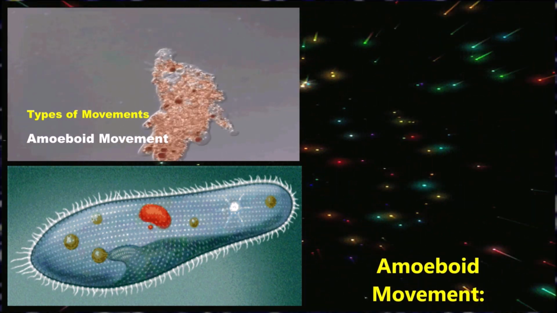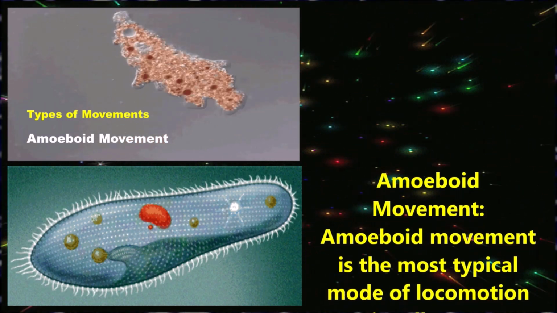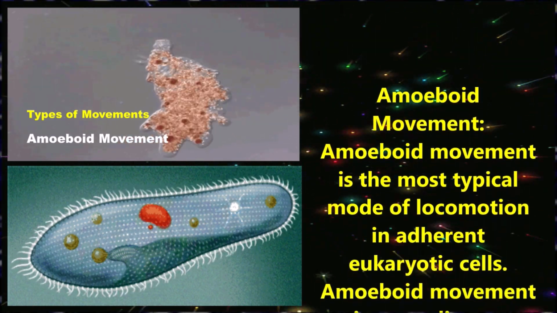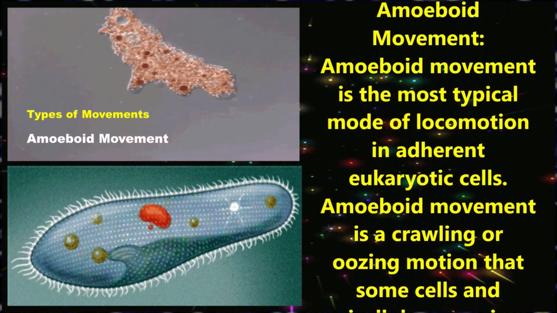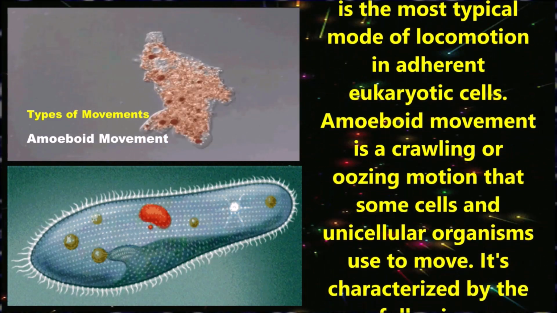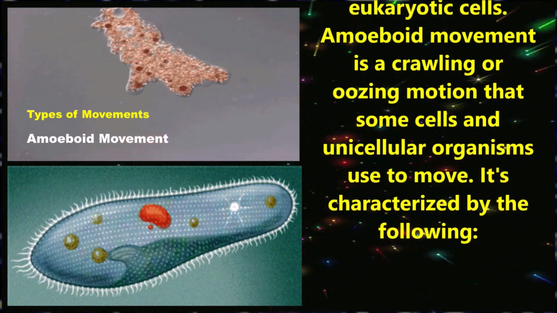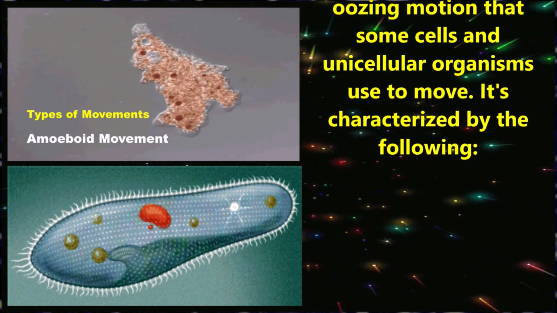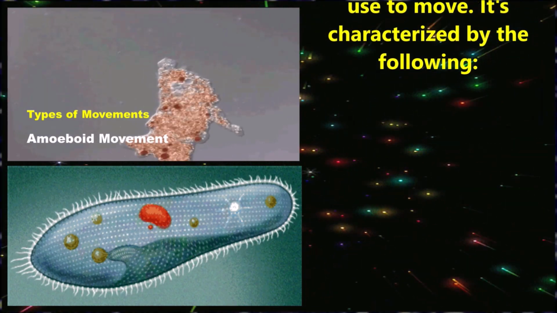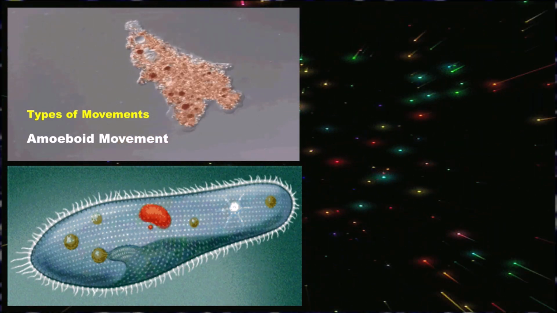Amoeboid movement. Amoeboid movement is the most typical mode of locomotion in adherent eukaryotic cells. Amoeboid movement is a crawling or oozing motion that some cells and unicellular organisms use to move. It is characterized by the following.